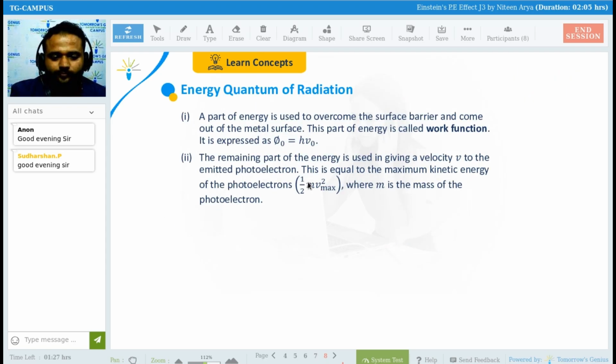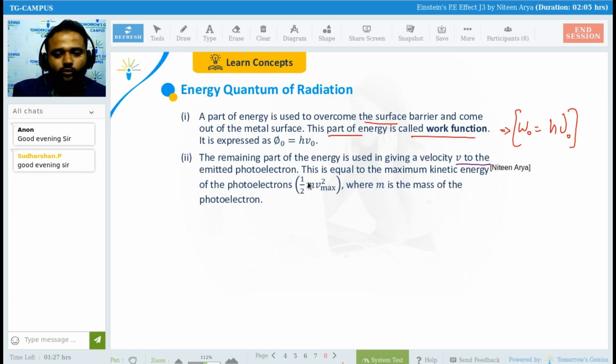So moving ahead. A part of this quantum of energy is used to overcome the surface barrier and come out of the metal surface. This part of energy is called the work function. Work function is phi naught, or W naught, which is also h nu naught, where nu naught is the threshold frequency. The remaining part of energy is used in giving a velocity v to the emitted photoelectron. This is equal to the maximum kinetic energy of the photoelectron, that is half m v squared max, where m is the mass of the photoelectron. As simple as that.